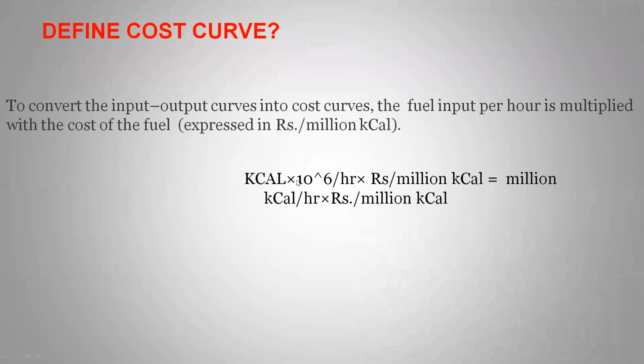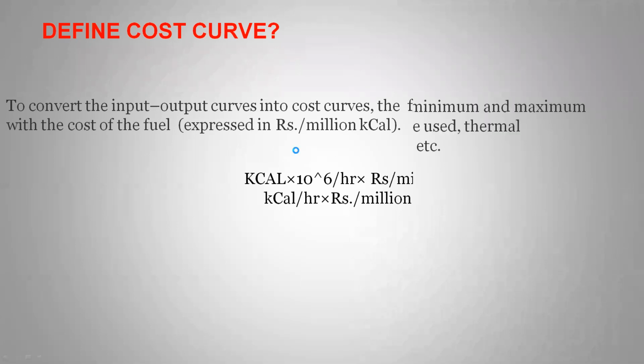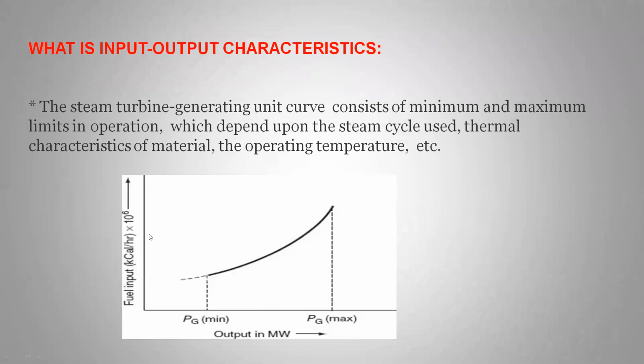So what does it say? To convert the input output curves into cost curve, the fuel input per hour is multiplied with the cost of the fuel. Already we have seen input output characteristics. What is input output characteristics? Input is fuel, kilocalorie per hour into 10 to the power of 6. This is the input. Output is power generation, in megawatt.